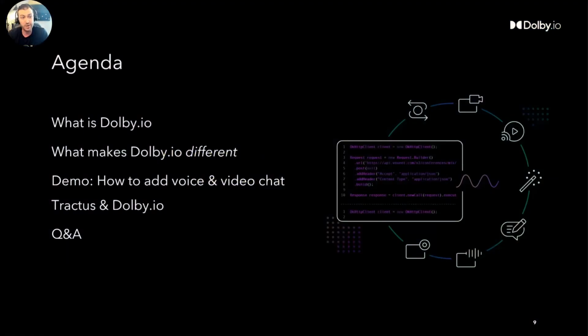All right, so a quick recap of the things we're going to talk about today. Number one, we're going to be talking about what Dolby Io is, and then going into some differentiators about Dolby Io, what makes it a little bit different from other CPaaS or maybe WebRTC API platforms. We're going to be doing a demo on how to add voice and video chat to your product. And we're going to be hearing about Tractus and why they decided to partner with Dolby Io, and concluding with a Q&A.